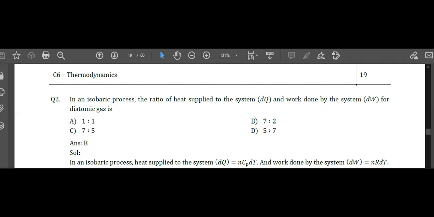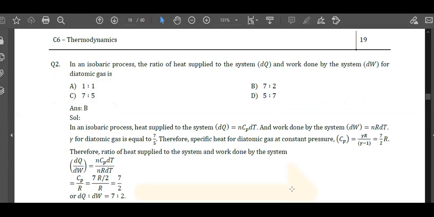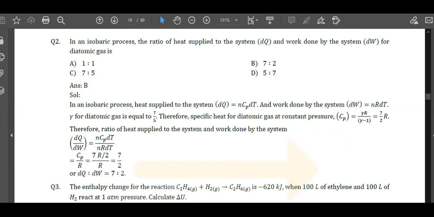And we know that dw is what? nR delta T, right? P delta V is equal to nR delta T. So you just have to use this formula, as simple as that. It was an easy problem, right, everyone? Because Cp is equal to 7 by 2 R, everything else will be cancelled. So it would be 7 by 2. Okay, everyone, let's see question number 3.